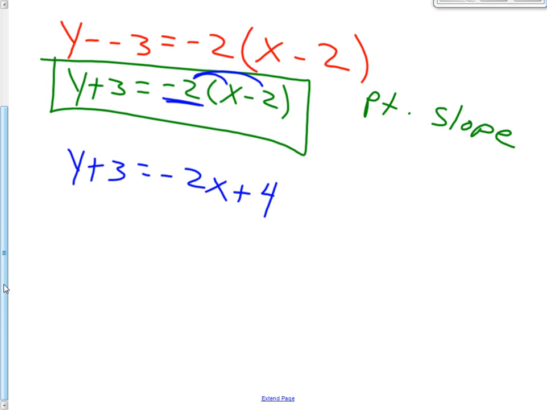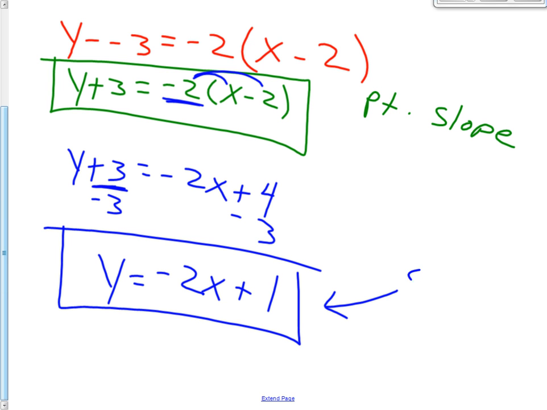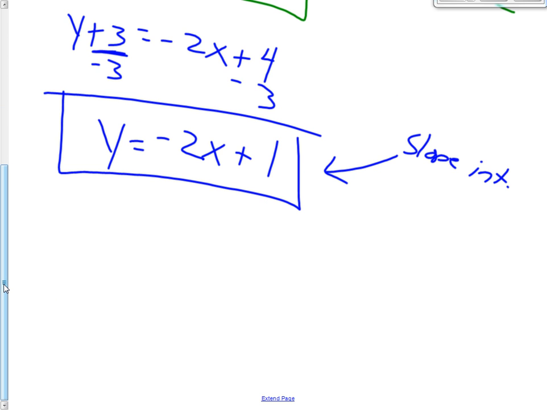And finally, we want y all by itself, so we have to get rid of this positive 3 right there. The way we do that, obviously, is we subtract 3 from both sides. So our answer is y equals negative 2x plus 1. And this, my friends, is your answer for slope-intercept form. Y equals negative 2x plus 1. Our slope is negative 2. Our y-intercept is a positive 1.